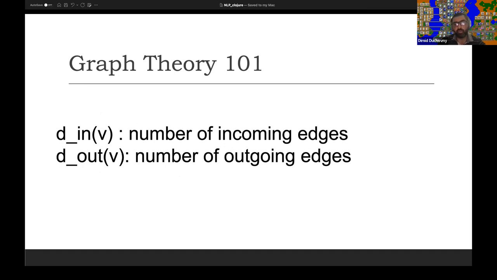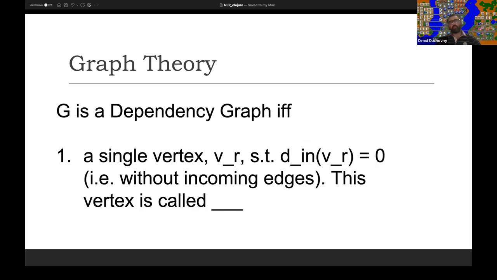Okay, and as you might remember, we can define on every vertex the number of incoming edges, which is its in-degree, and its out-degree, which is the number of outgoing edges. And so now we have the language, pun intended, to actually define what a dependency graph is. A graph G is a dependency graph if it satisfies the following conditions. First of all, we have a single vertex that doesn't have any incoming edges. And this vertex is called, how shall we call it? Does anyone have an idea?